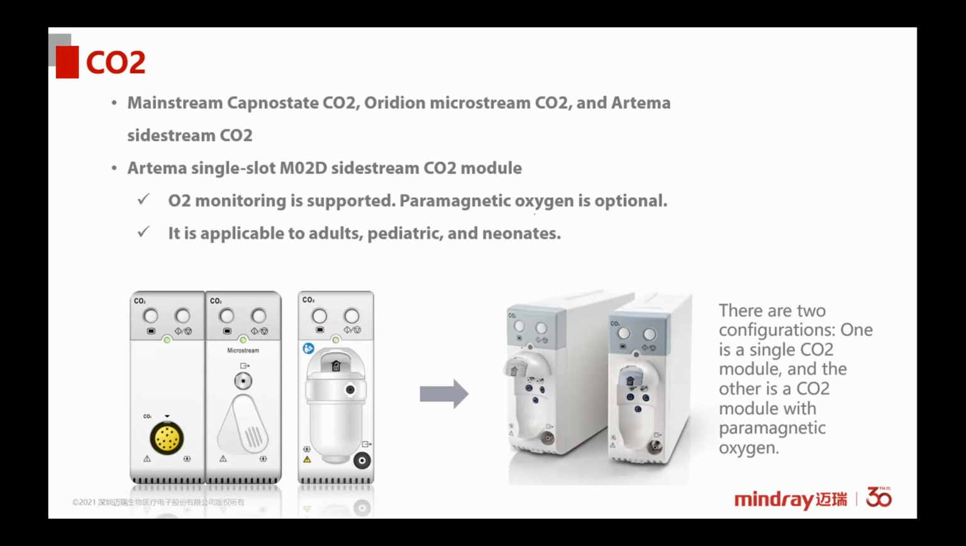And sorry, if you are configured with the oxygen detection, we can use the CO2 plus oxygen module. We have a maintenance-free paramagnetic oxygen sensor. In addition, if the oxygen monitoring is not used, the minimum flow rate of this module is 50 milliliters per minute. If both the CO2 function and oxygen function are monitored simultaneously, the minimum flow rate will change to 19 milliliters per minute.